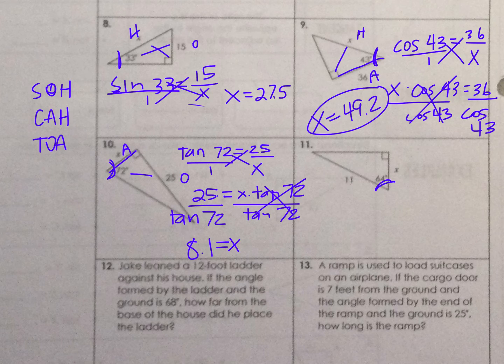All right, this one. Let's see what I have. I have the hypotenuse, which is 11, and the adjacent, which is x. If I have an A and an H, I'm dealing with the cosine of 64, which is going to equal x over 11. I need you to solve this and tell me what x equals.